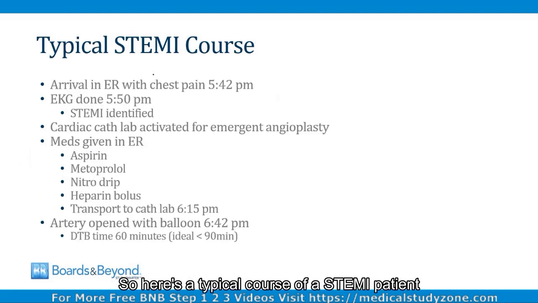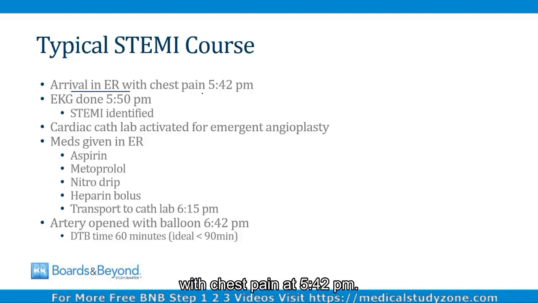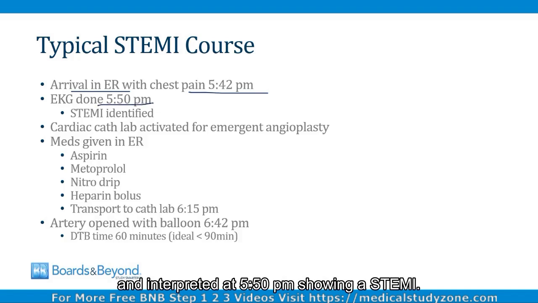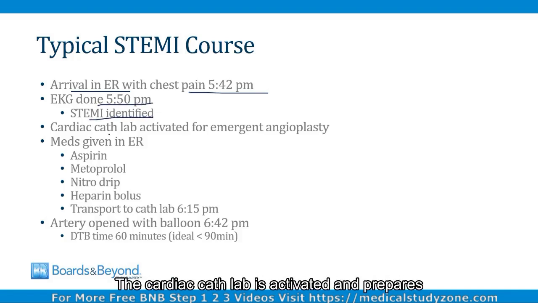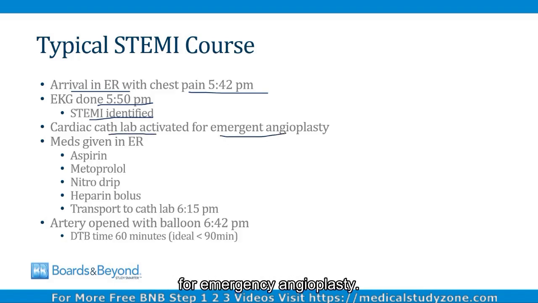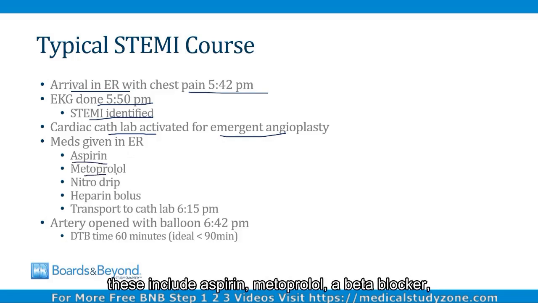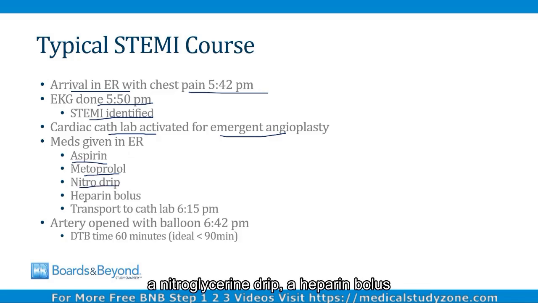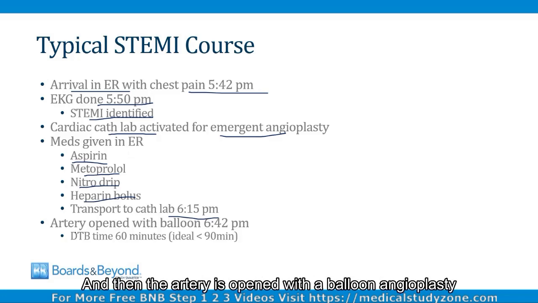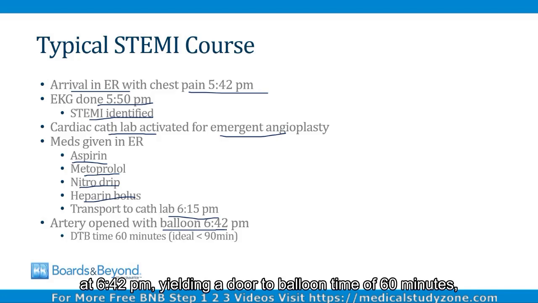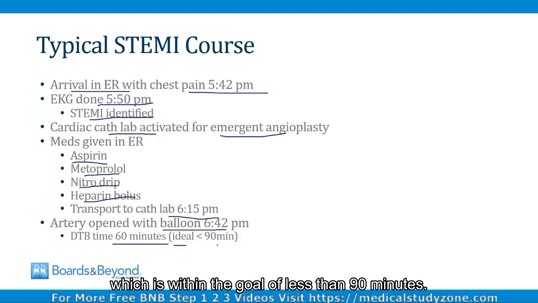So here's the typical course of a STEMI patient at many hospitals in the United States. The patient arrives in the emergency room with chest pain at 5:42 p.m. An EKG is done immediately on arrival and interpreted at 5:50 p.m. showing a STEMI. The cardiac cath lab is activated and prepares for emergency angioplasty. In the emergency room, supportive meds are given. These include aspirin, metoprolol, a beta blocker, a nitroglycerin drip, a heparin bolus, and then the patient is transported to the cath lab at 6:15 p.m. And then the artery is opened with a balloon angioplasty at 6:42 p.m., yielding a door-to-balloon time of 60 minutes, which is within the goal of less than 90 minutes.